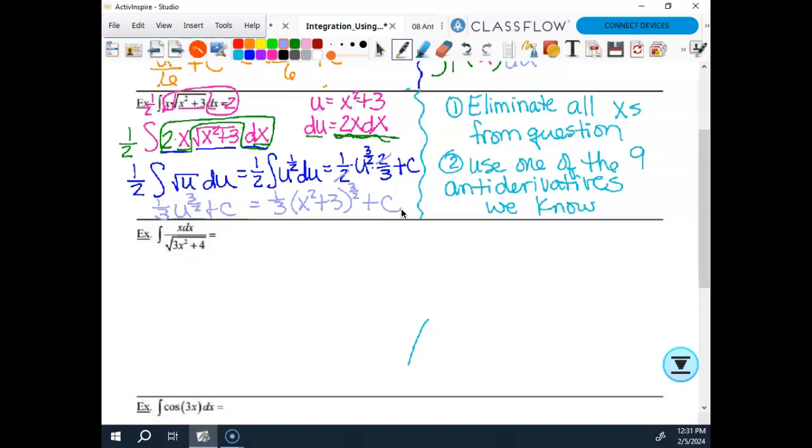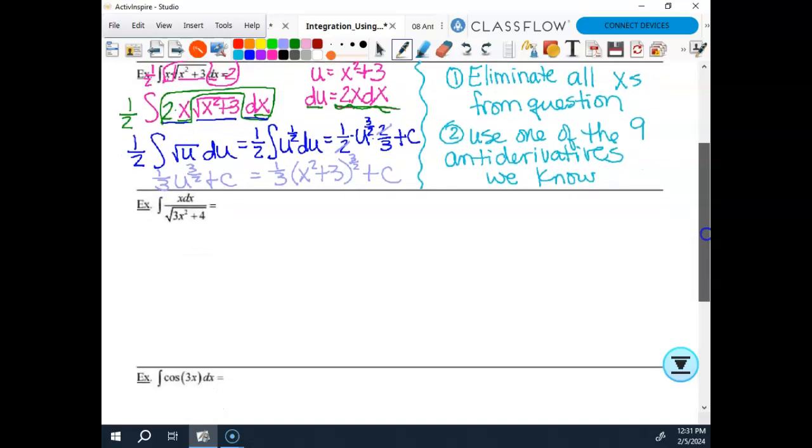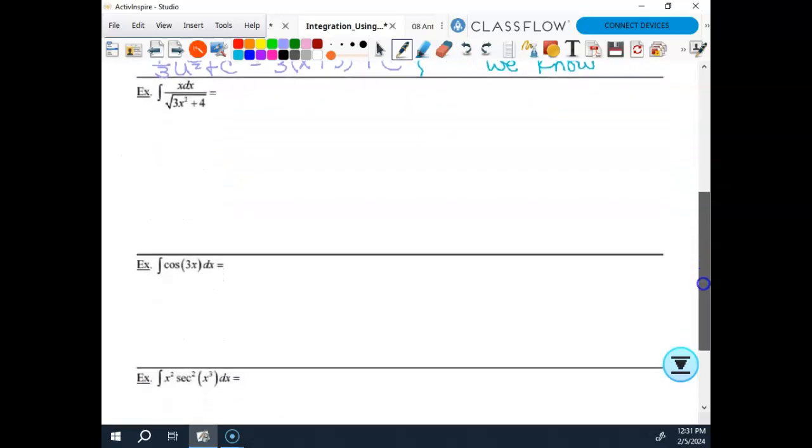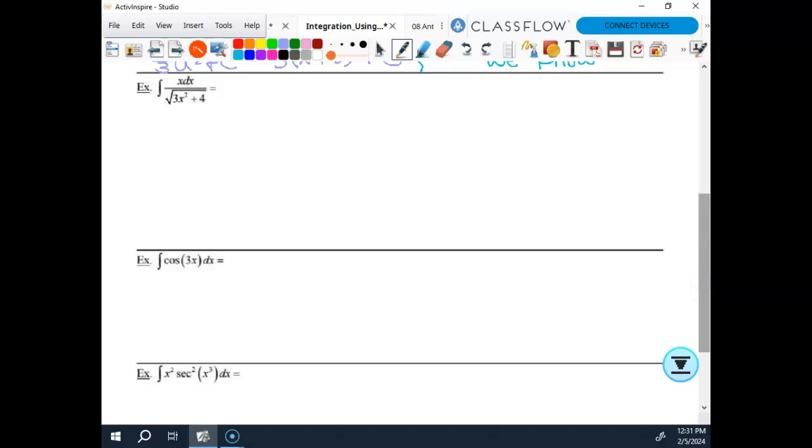Okay. Let's try another one where we're going to have to do something a little bit different like that. Any questions at all? Okay. Here we go. All right. What do you think we want to use for u? Good. I would say u equals 3x squared plus 4.